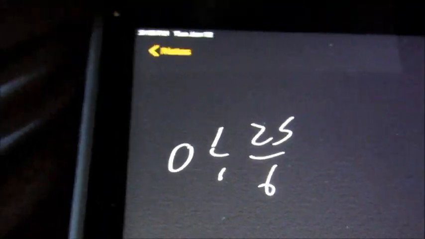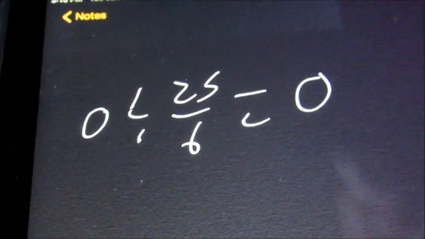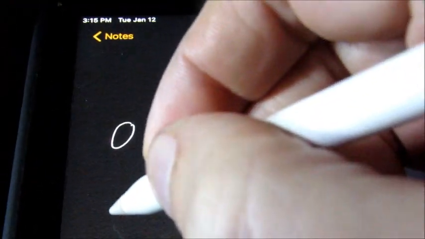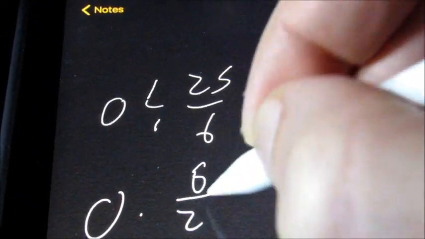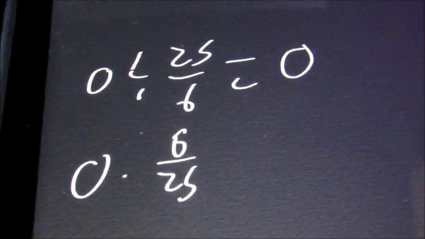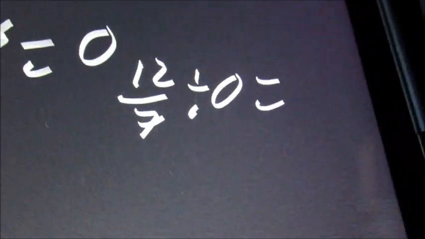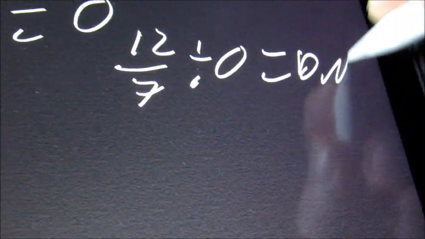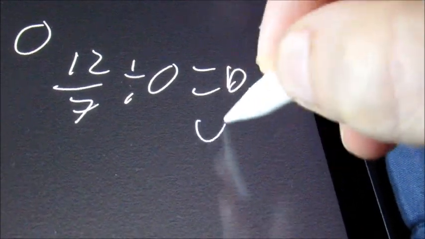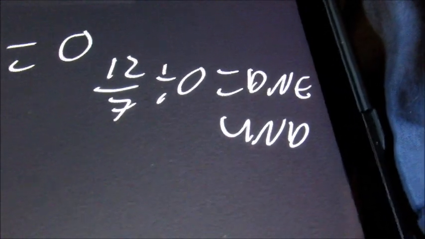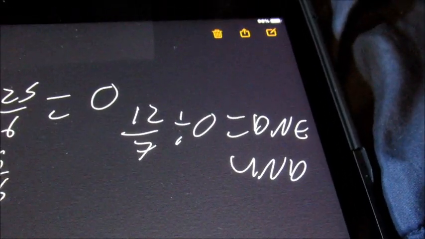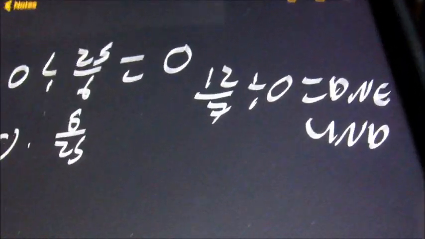Now let's look at some numbers with zeros. Say we have 0 divided by 25 over 6. Remember, 0 divided by anything just equals 0. If you want to spend the time, you could say 0 times 6 over 25, and 0 times anything is 0. You don't need to do that though. Also, if we have 12 over 7 divided by 0, anything divided by 0 does not exist, or is undefined. So if 0 is what you're dividing something by, you're just going to get undefined.